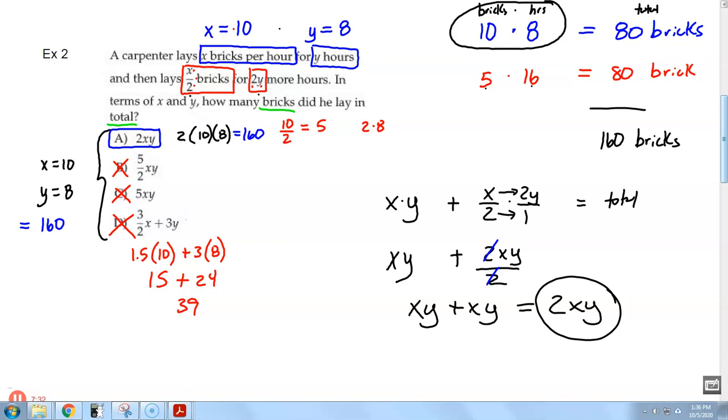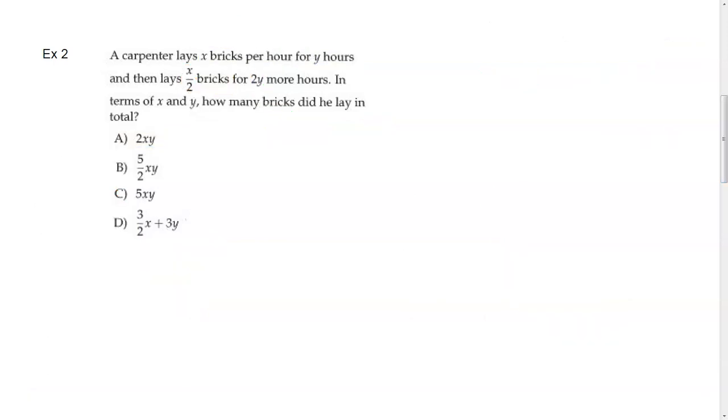I don't recommend most kids try to go down that route. I would just try to go down the choose your own numbers route and get the answer that matches. That's the way that I do a lot of these questions. All right, moving on to example 3.